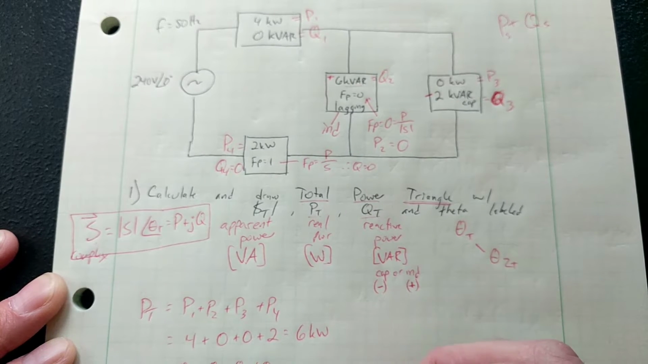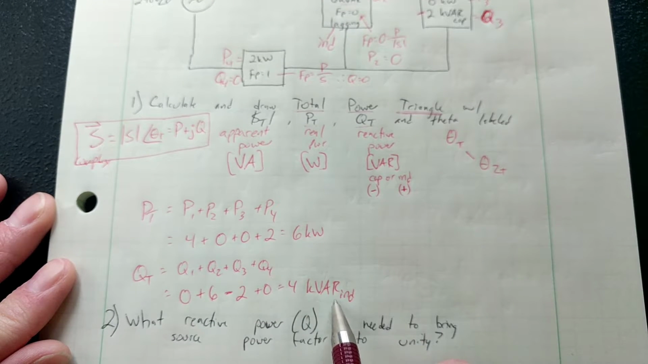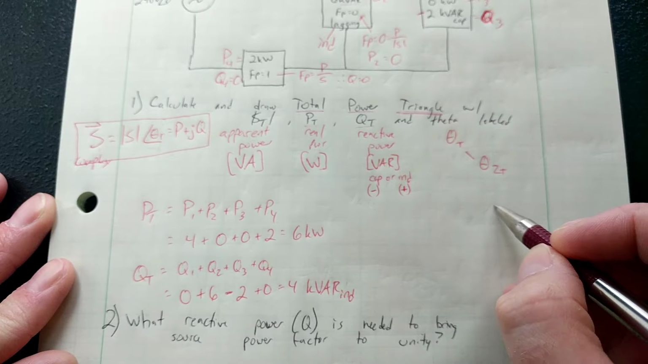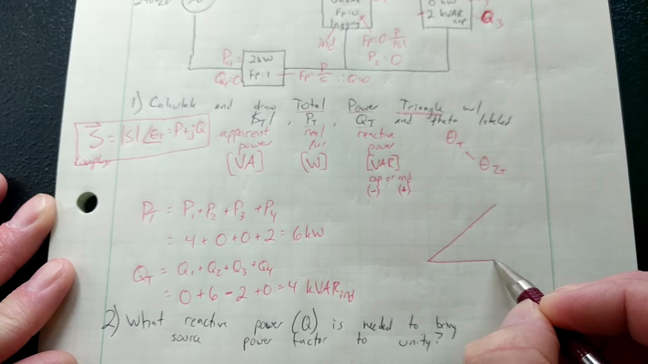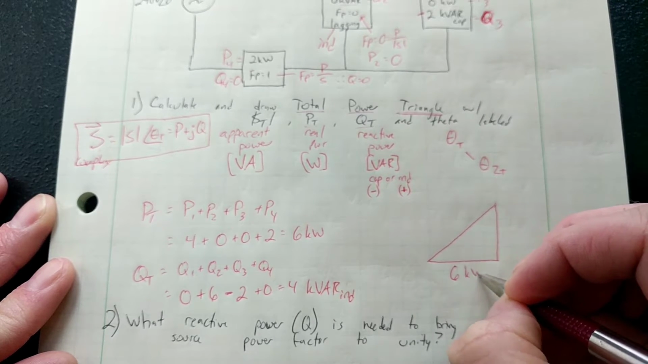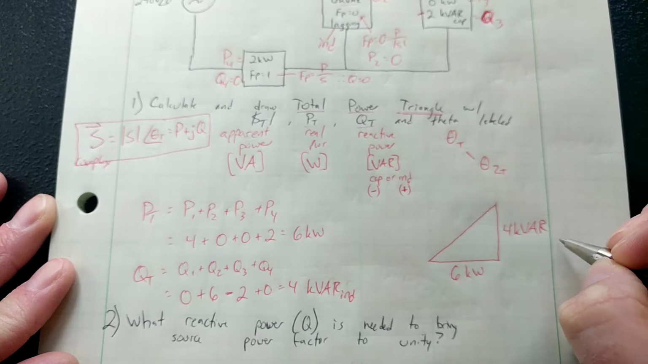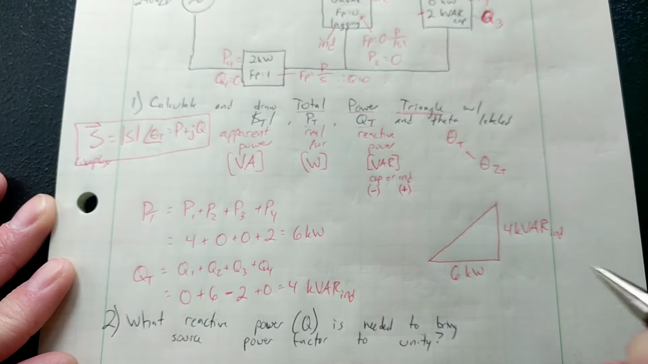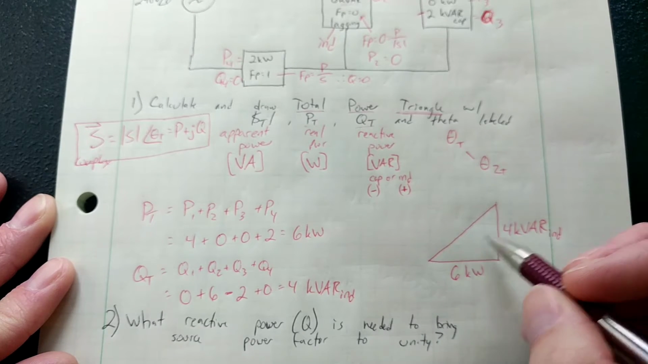And I will label this inductive because I know that this is positive. That means it's inductive. That means the power triangle looks about like this right here. There is 6 kilowatts, 4 kVAR. If you wanted to be extra clear, you could write inductive here, but the fact that this triangle is going up instead of down tells me that it is inductive.